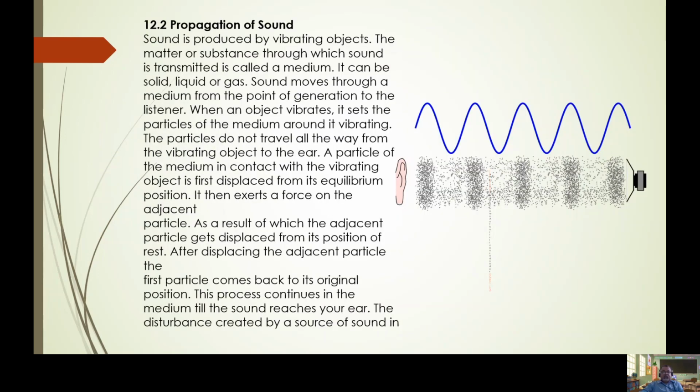Now let's understand the propagation of sound. Sound is produced by vibrating objects. The matter or substance through which the sound is transmitted is called the medium. It can be solid, liquid, or gas. Sound moves through a medium from the point of generation to the listener.